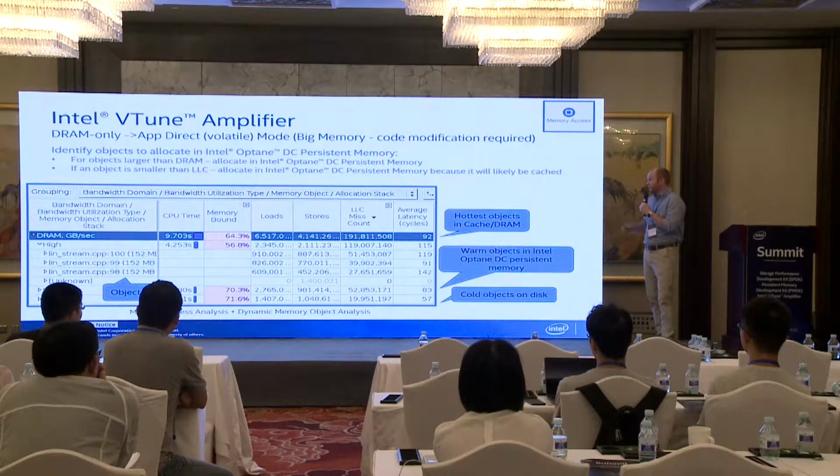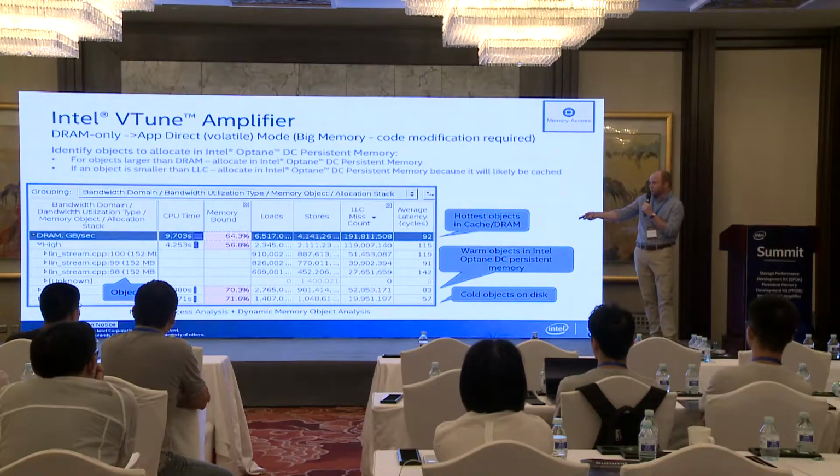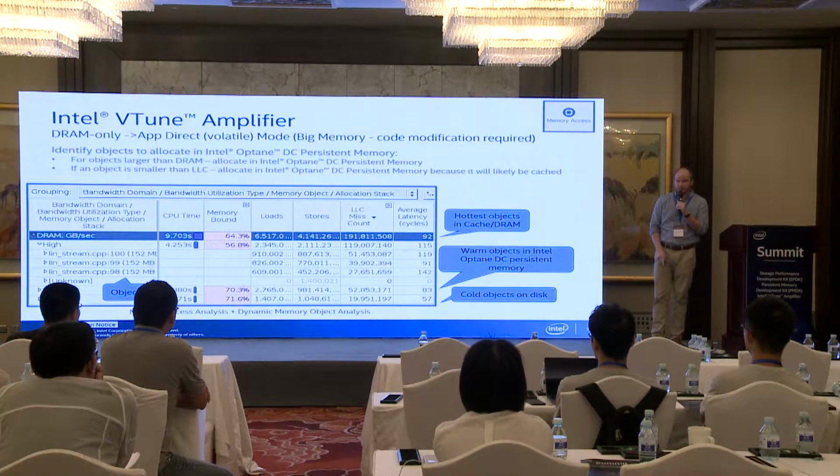The most important thing to think about when choosing where to allocate your objects is what we call hotness of those objects, right? How often are they accessed? And with VTune, we can actually collect that data. Here you're seeing all of the objects that were allocated in an application and all of the loads and stores that occurred to those objects, right? We can count those with our tool. You want to find the objects that have the highest number of loads and stores and last level cache misses and put those in caches or DRAM.